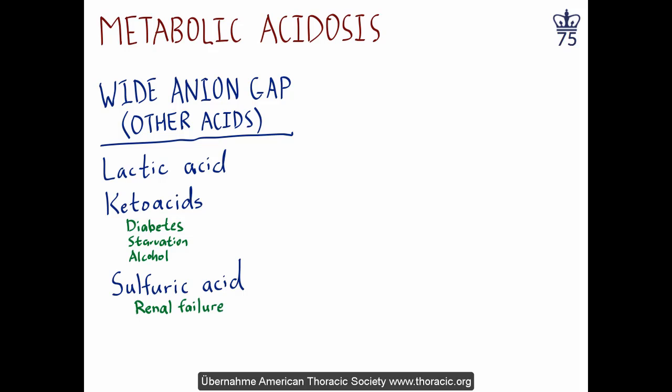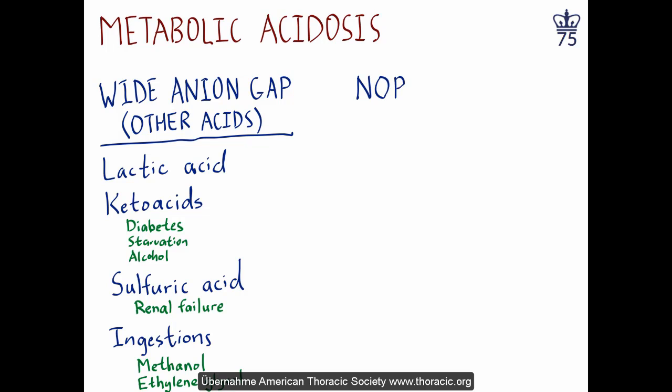And lastly, there are acids from ingestions, like methanol leading to formic acid accumulation, and ethylene glycol leading to oxalic acid accumulation. So in a patient with a wide gap acidosis, one should look at all these disorders to see what is clinically relevant in causing this gap acidosis.